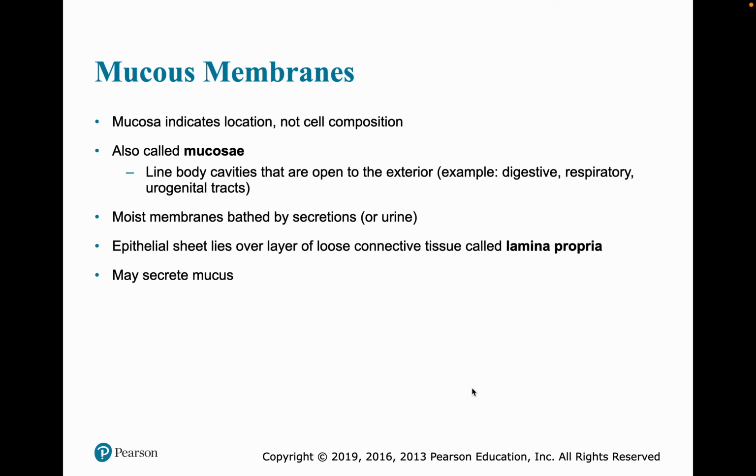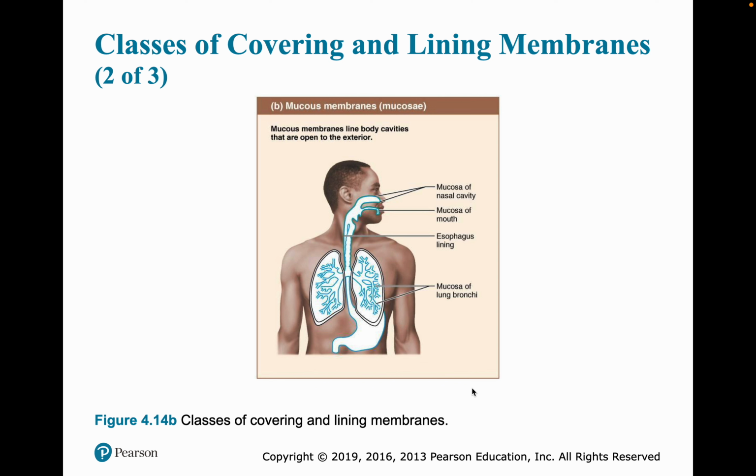Epithelial sheets lie over a layer of loose connective tissue called lamina propria. That lamina propria is a very important part of the immune system as well, as it contains cells from the immune system. And these membranes may or may not secrete mucus. So they're not called mucous membranes because they secrete mucus. They are called mucous membranes because they line exterior cavities.